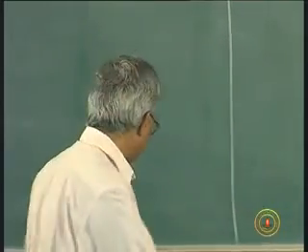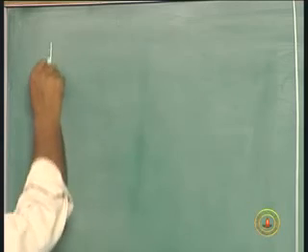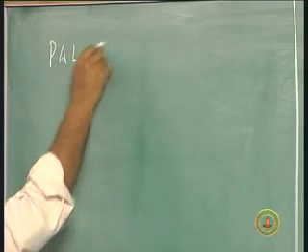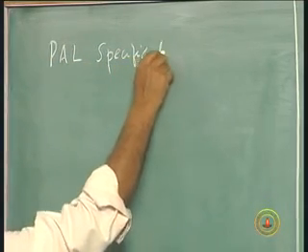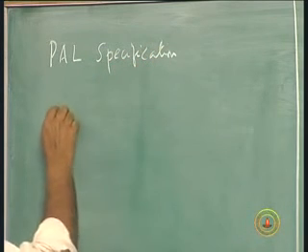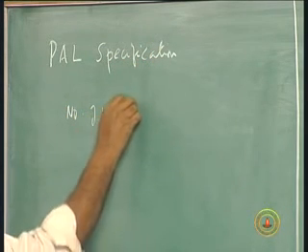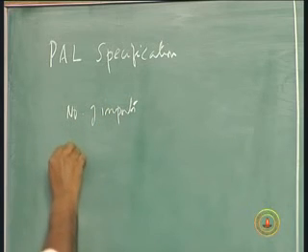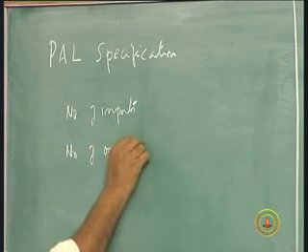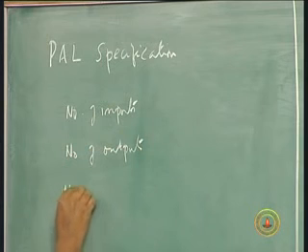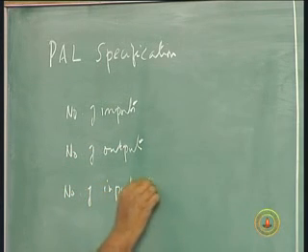For example, a PAL specification would give you the number of inputs available, the number of outputs, and then the number of inputs to each OR gate.